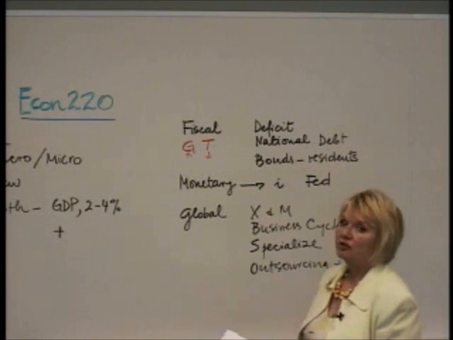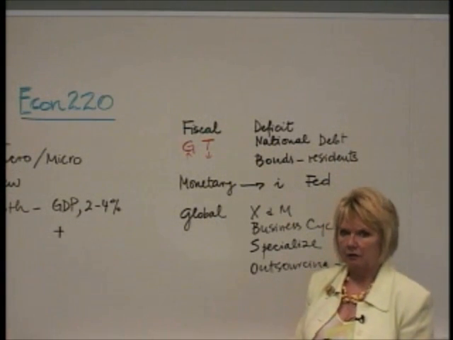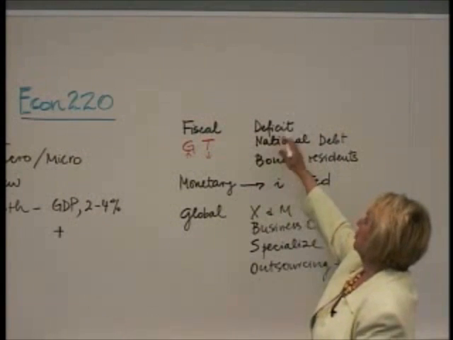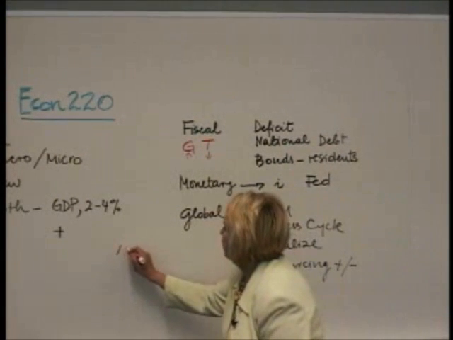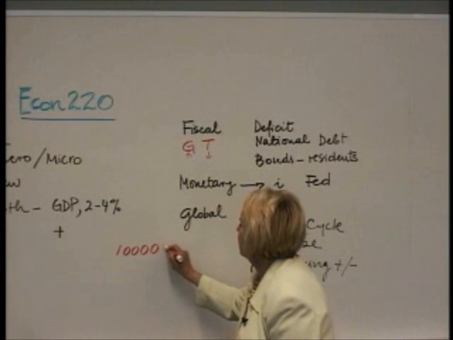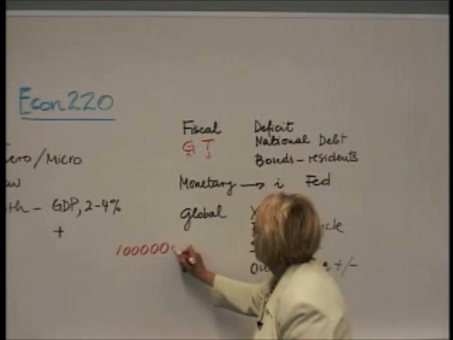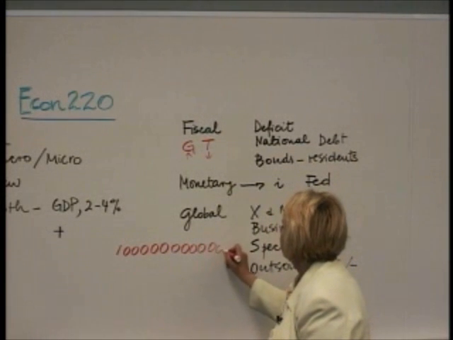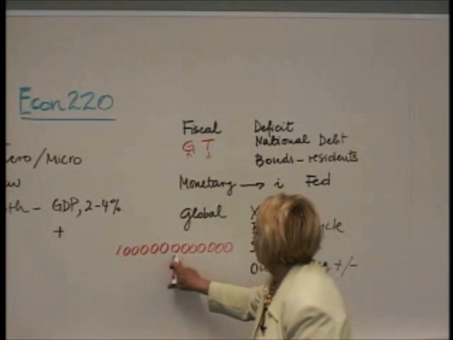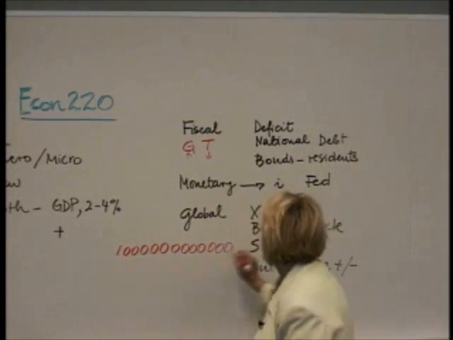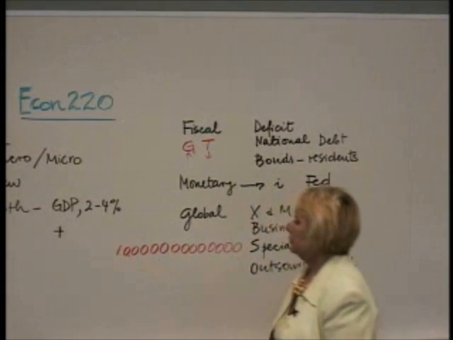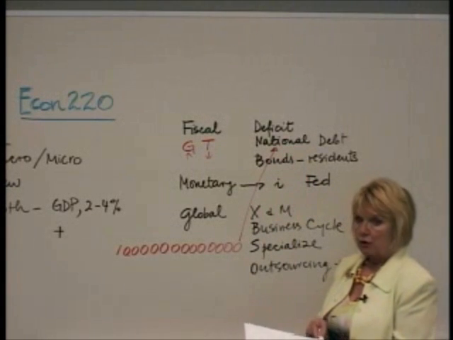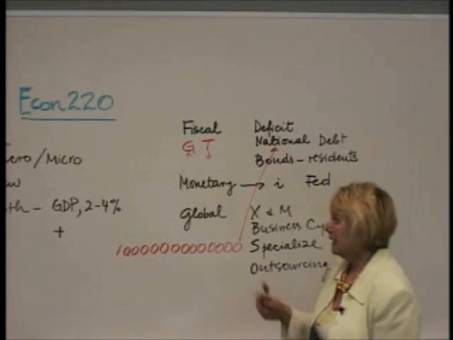We are almost at a $10 trillion deficit. Actually, it's $10 trillion national debt, which is the accumulation of all the past deficits. That would be 10, 100, 1,000, 10,000, 100,000, a million. Another 3, that's 10 billion, and another 3, that's $10 trillion. Well, actually, that's 1 trillion, so one more zero, and that would be $10 trillion, or the size of the national debt.